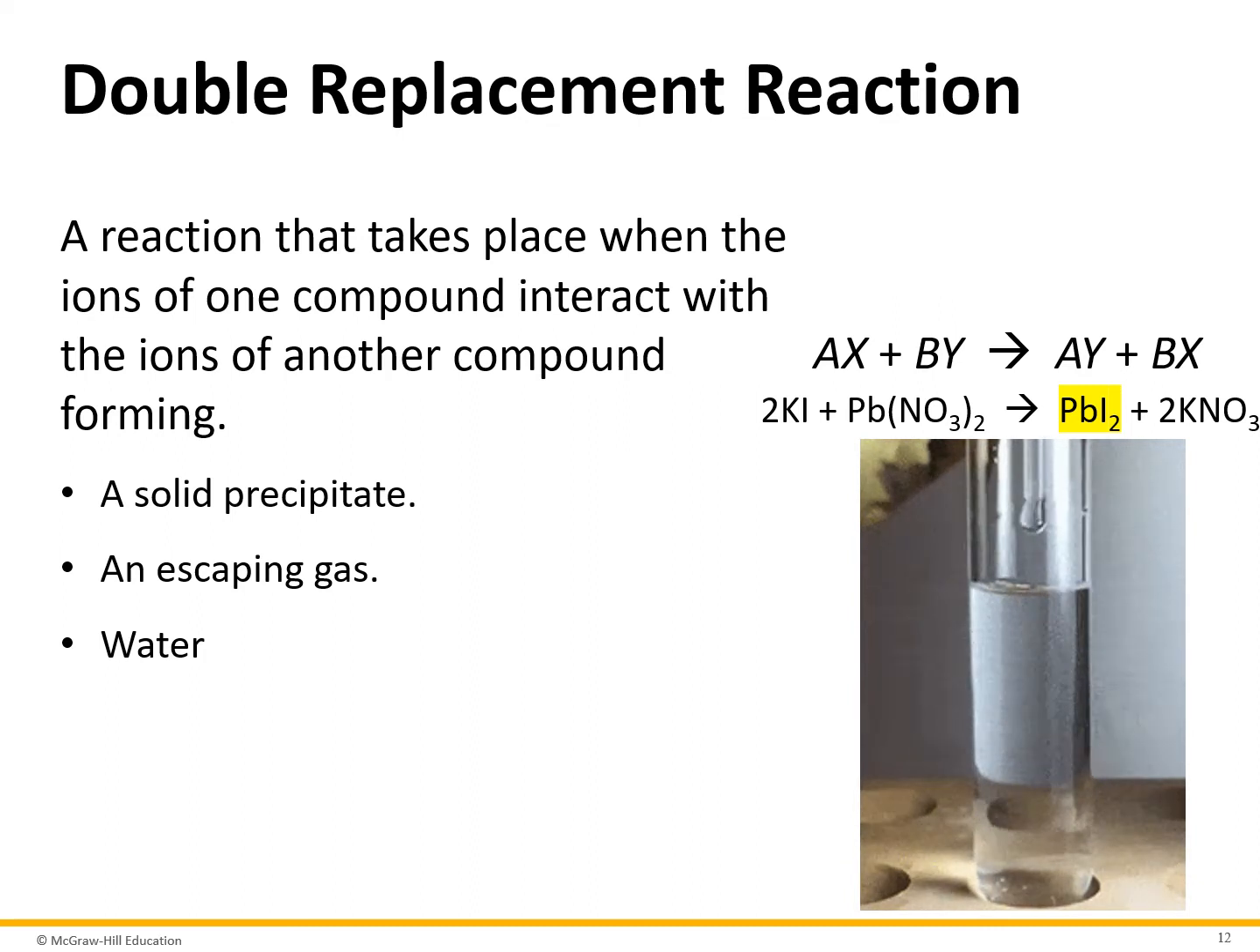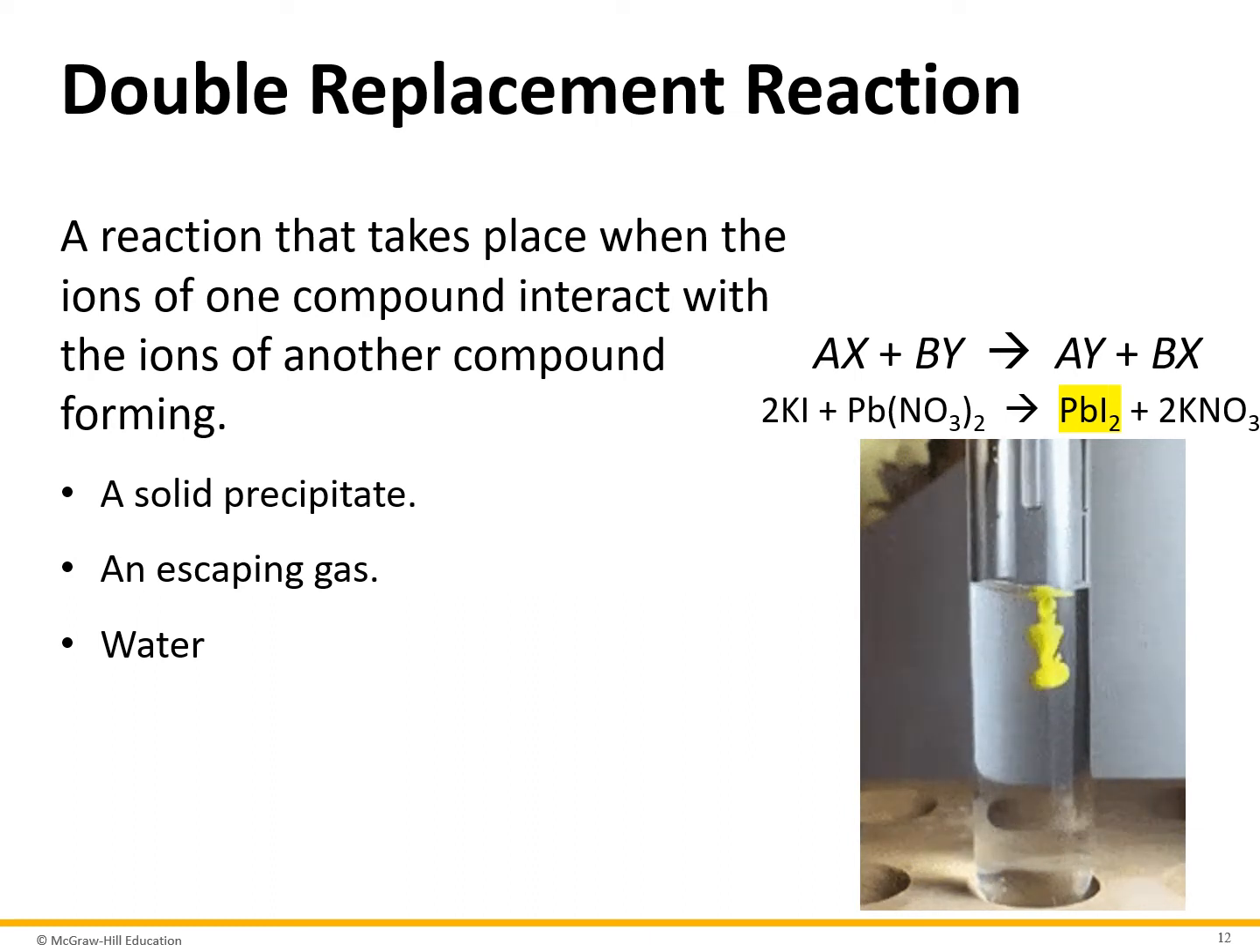It needs to form an escaping gas, which will waft away, and that would also prevent things from swapping back to the original configuration. Or it would react to form water, and we'll see an example of that at the end of the lecture, where water is a very stable compound and it's not going to react anymore, and that will also drive the reaction towards the products or to completion.